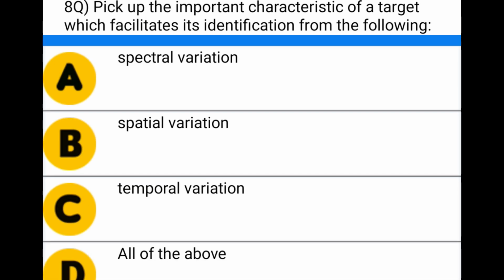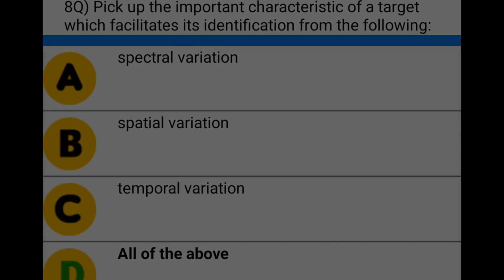Next question, pick up the important characteristics of target which facilitates its identification from the following. Option A spectral variation, option B spatial variation, option C temporal variation, option D all of these. So the correct answer is option D all of the above.